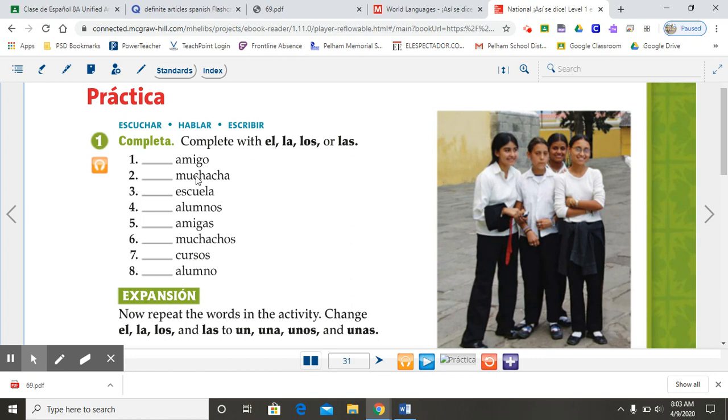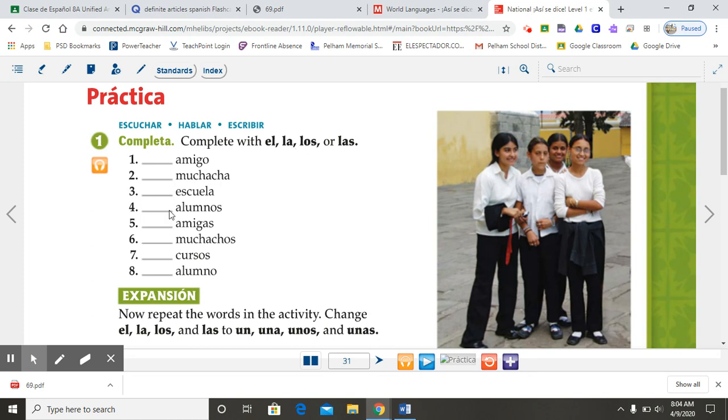All right? Muchacha should be la muchacha. Why? Because look at the end of the word. Muchacha means girl. The ending of this word ends in A, which tells you it's feminine, and it's only one friend, so it's got to be la. Escuela should be la. Again, ends with A, just like muchacha, so you know it's either this one or this one. And then it's singular. There's no S at the end.